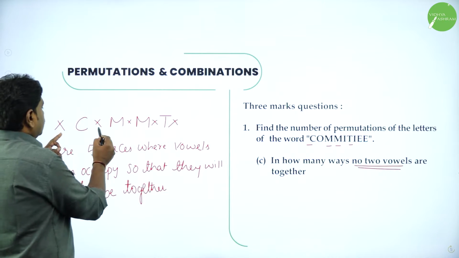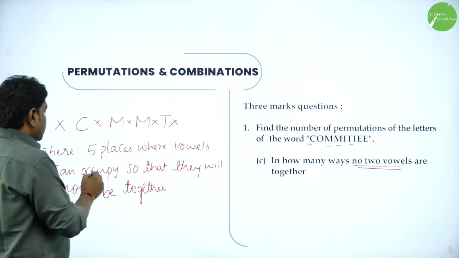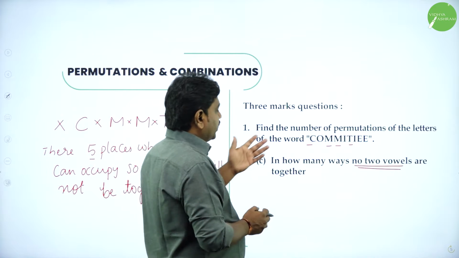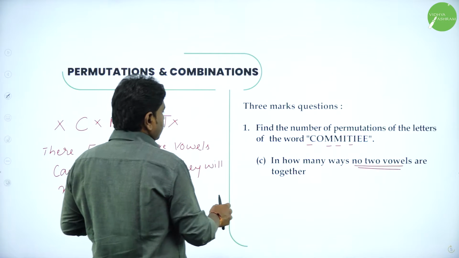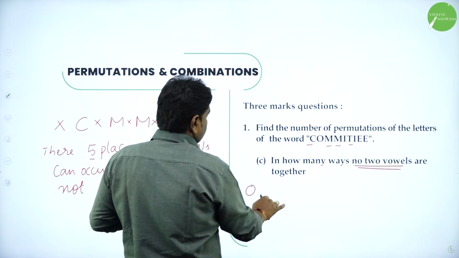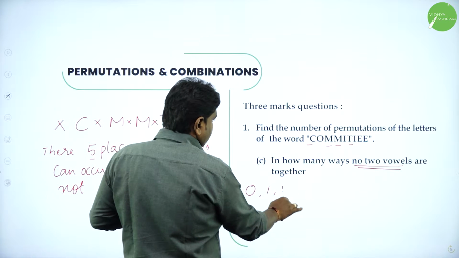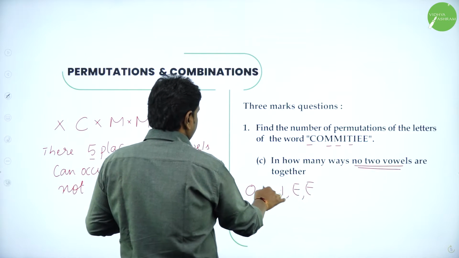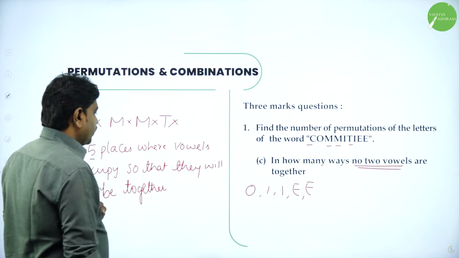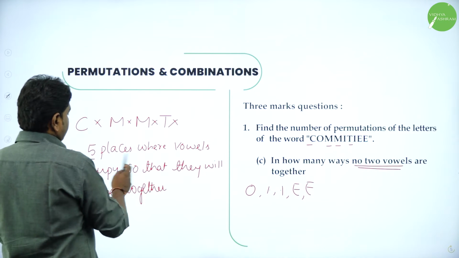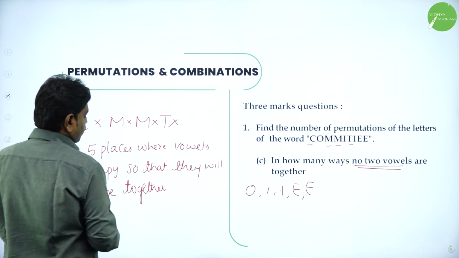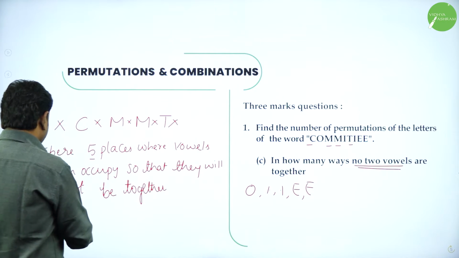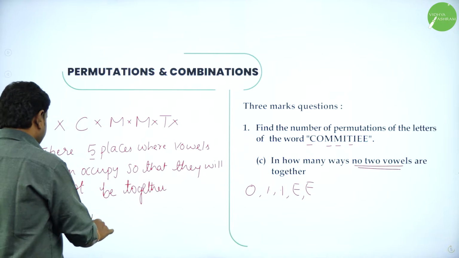So now I have 1, 2, 3, 4, 5 places. In those 5 places, I have to fix vowels. How many vowels we have? 5 vowels we have. So we have O, I, E, E. 1, 2, 3, 4, 5 vowels are there. So 5 vowels, in 5 places I can arrange. So they cannot be together.